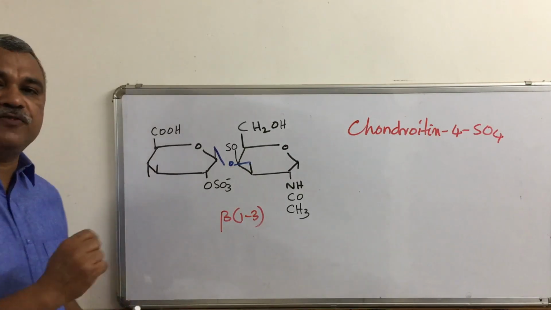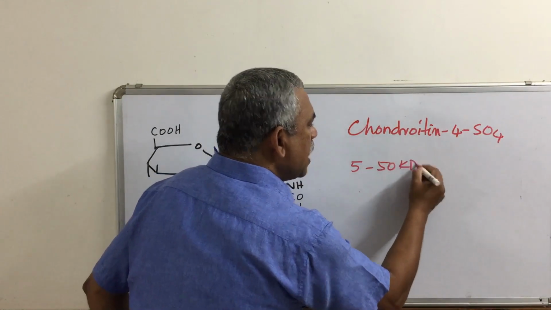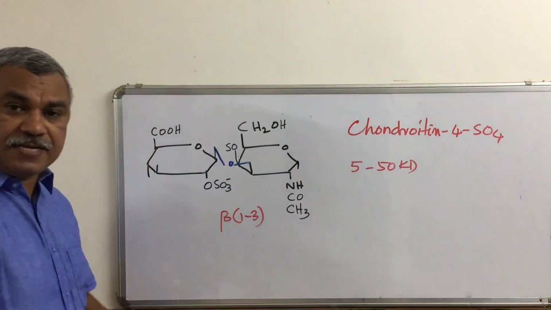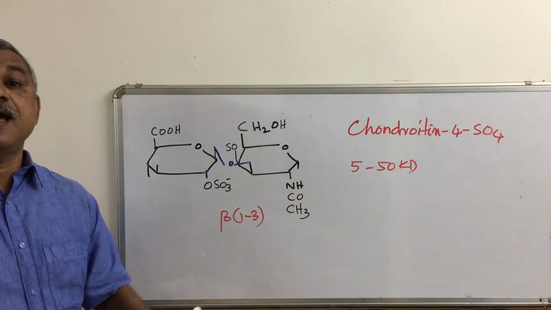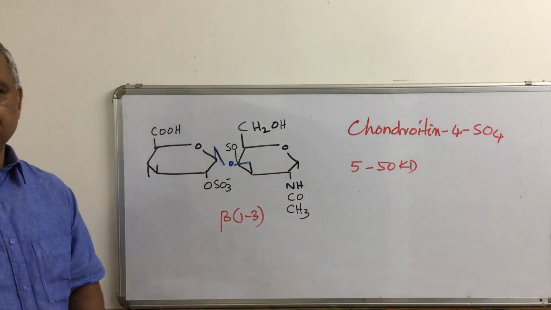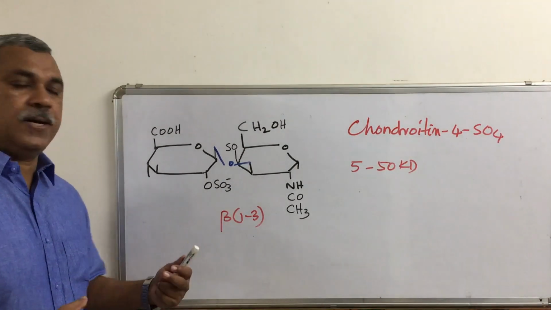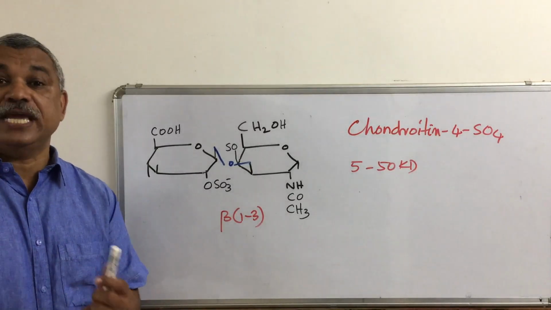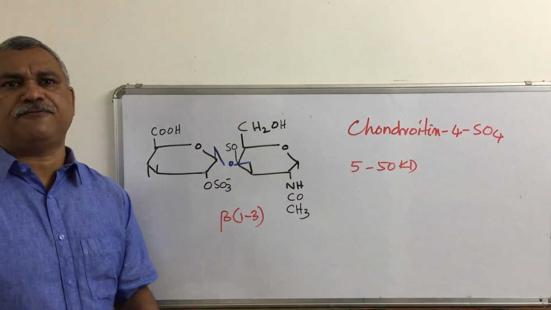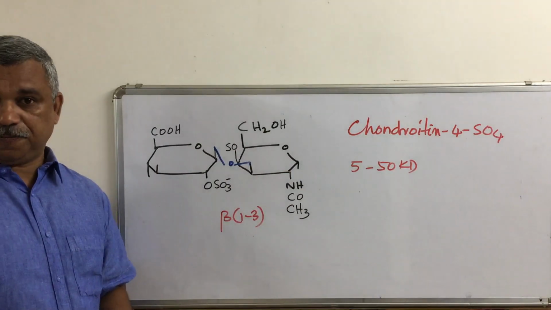The molecular weight of this substance will vary somewhere from 5 to 50 kilodalton. So this will keep repeating, and that forms a linear chain, and that will be linked to a protein through a serine residue. So this is one of the most abundant glycosaminoglycans that is found in living systems. They are found in the heart, they are found in the aorta, they are found in the synovial fluid. Everywhere this chondroitin sulphate is found.